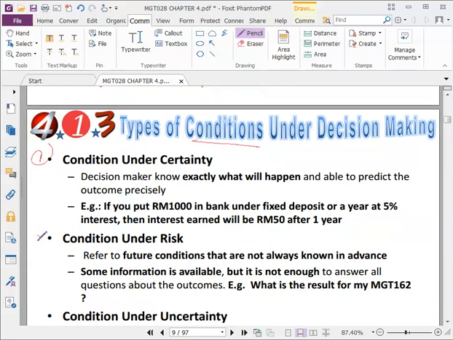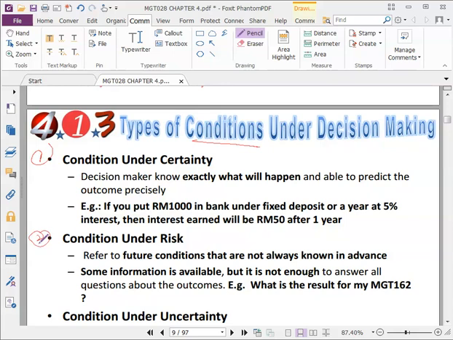Okay, the second one, the condition under risk. Risk tu maksudnya kita buat decision dalam keadaan kita berisiko. Refer to future condition that are not always known in advance. Maksudnya kita tak akan dapat predict, tak akan tahu apa yang akan berlaku pada masa akan datang. So kita terpaksa juga buat decision. Iaitu types dia adalah condition under risk.